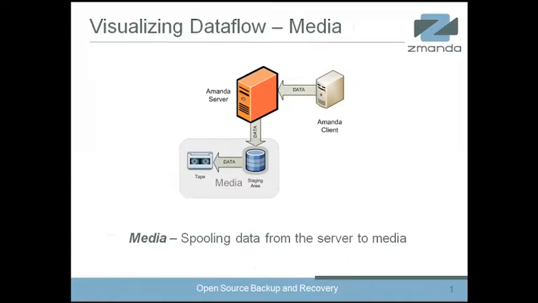Finally, spooling is when the data in the staging area is written to media, either disk, tape, tape changer, VTL, or Amazon S3. This process occurs asynchronously from dumping in order to maximize performance.